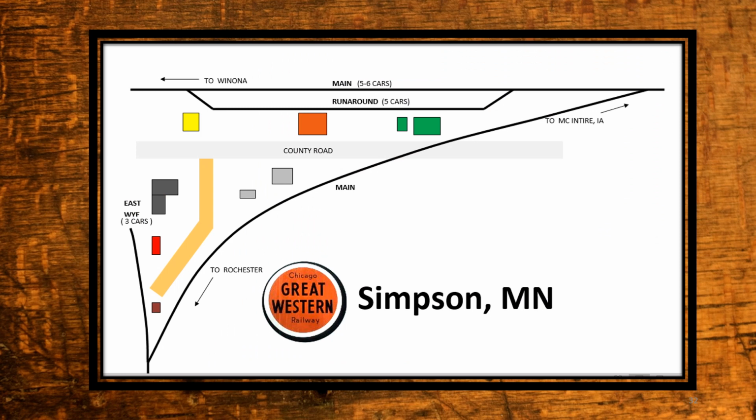Here's Simpson on the layout. There's a Y there at Simpson. I did not have the area to put the Y in at Simpson, but you can see how I kind of represented it with the two ends of the Y disappearing off into the backdrop on the left-hand side of the screen. So basically this train runs down there, turns around, comes back, and goes back up to Simpson, just basically staging cars that would represent the cars that came out of Winona.